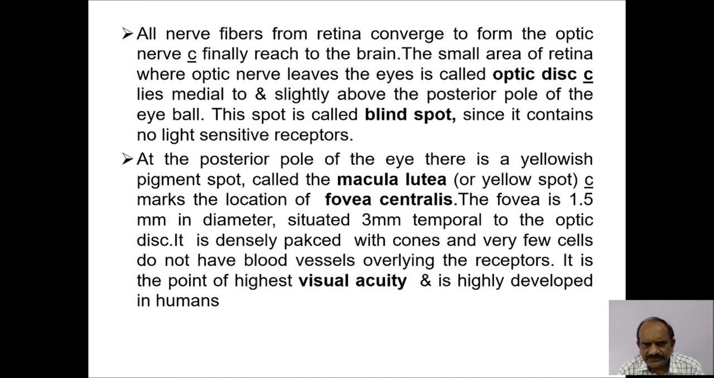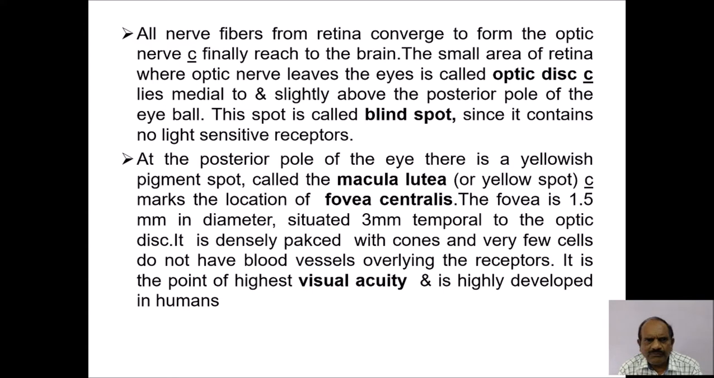All nerve fibers from the retina converge to form the optic nerve, which finally reaches the brain. The small area of retina where the optic nerve leaves the eye is called the optic disc, which lies medial to and slightly above the posterior pole of the eye. This spot is called the blind spot since it contains no light sensitive receptors. At the posterior pole of the eye, there is a yellowish pigment spot called the macula lutea or yellow spot, which marks the location of fovea centralis.